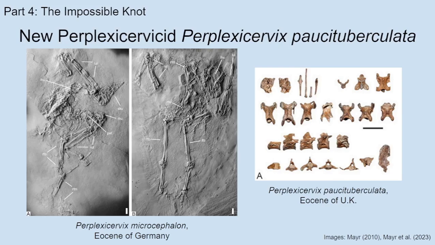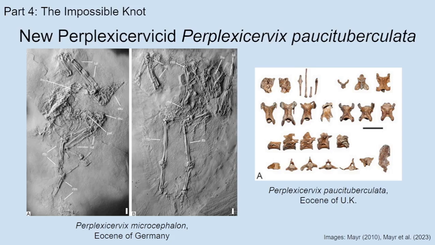But the weirdest feature of Perplexicervix, and the reason it was named, so the name Perplexicervix means weird neck, basically, is its neck vertebrae. On the surface of its neck vertebrae, it's covered in these tiny bumps, basically. We've never seen structures like these on the vertebrae of any living birds, for example.